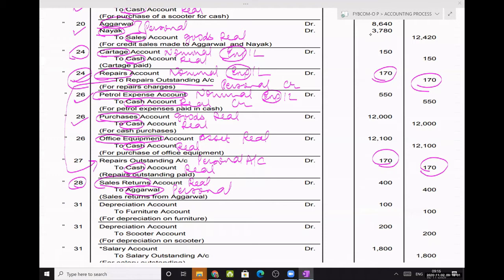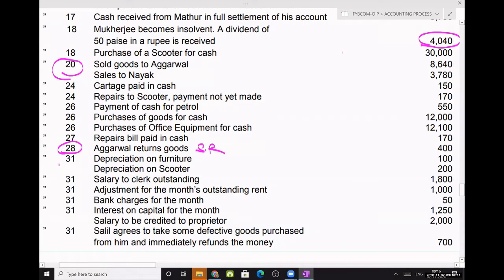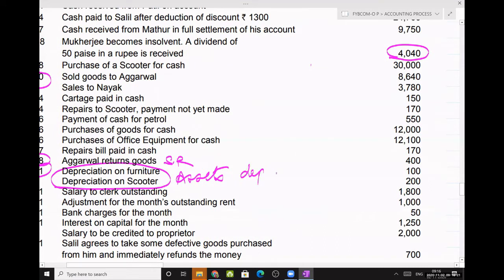Next. Come to next. Next is depreciation on furniture and depreciation on scooter. They both are assets. So depreciation charge करना है. Depreciation is which account? Nominal. Nominal का what is the rule? Debit the expenses and credit the incomes. Depreciation is wear and tear. It's an expense which is non-cash. It's an expense, but it is a non-cash expense.